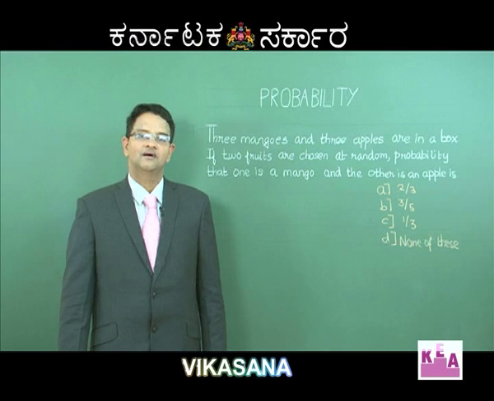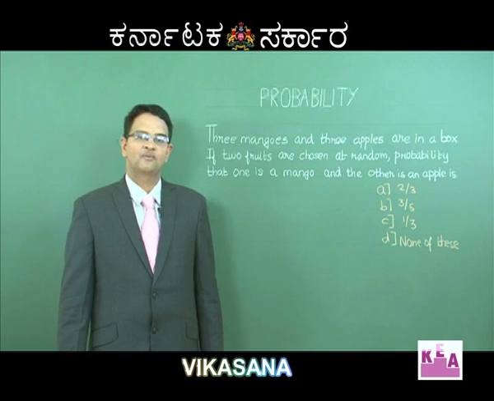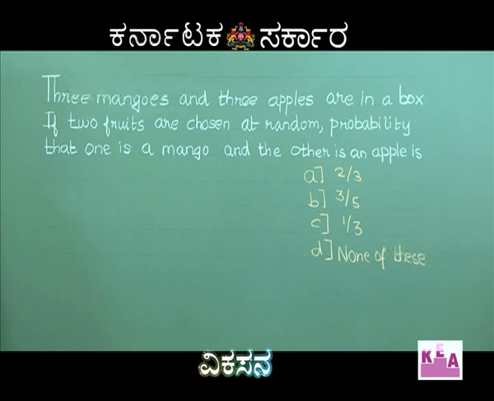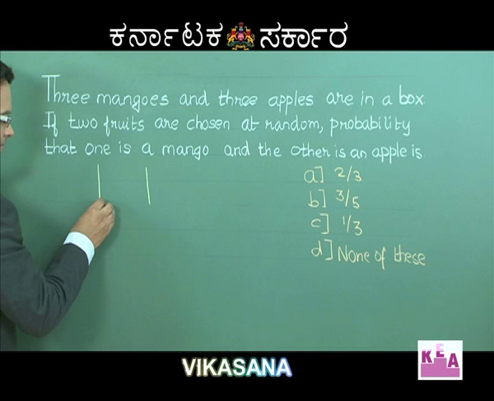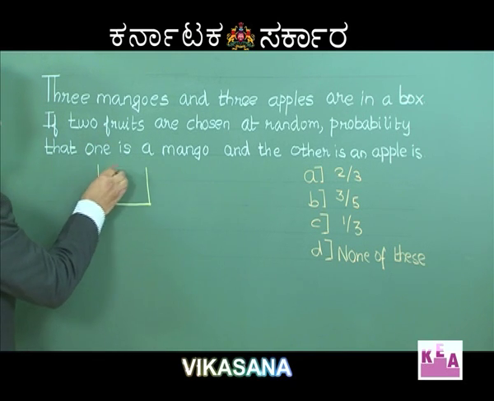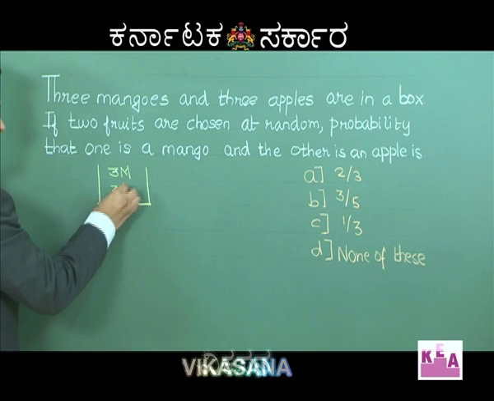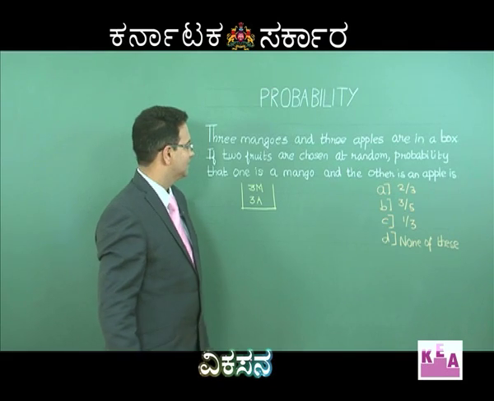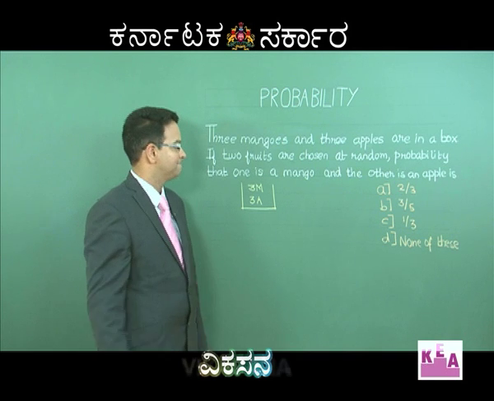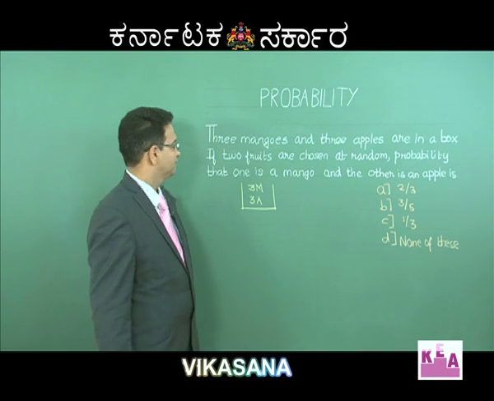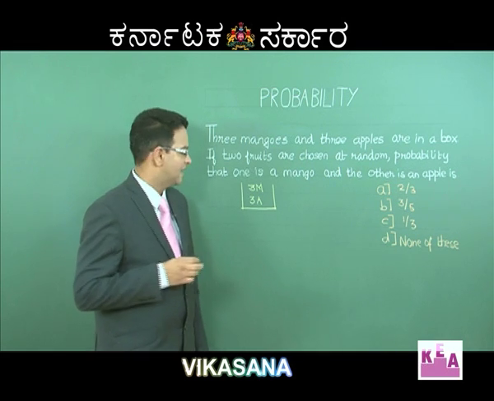Dear students, now we are going to discuss another interesting question from probability. 3 mangoes and 3 apples are in a box. If 2 fruits are chosen at random, what is the probability that one of them is a mango and the other is an apple? Now we understand there is a box in which there are 3 mangoes and 3 apples. Totally there are 6 fruits. Now we are taking 2 fruits one after another and they are chosen at random. What is the probability that one is mango and the other is apple?